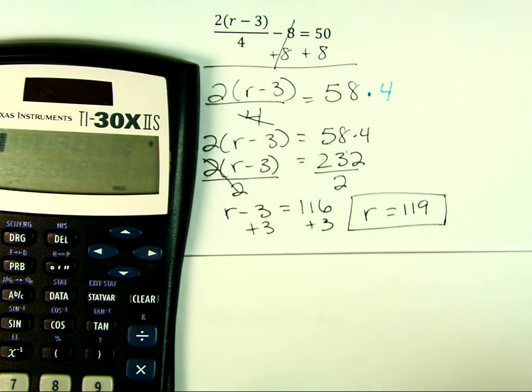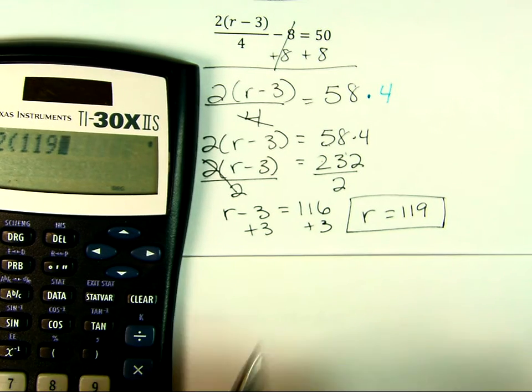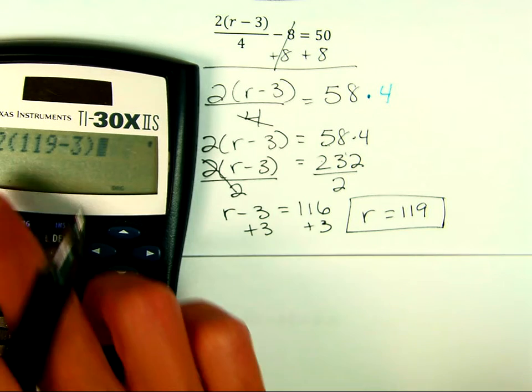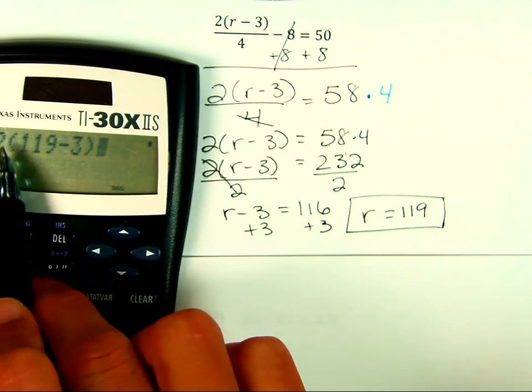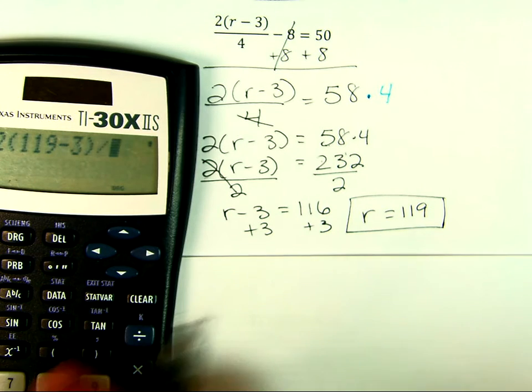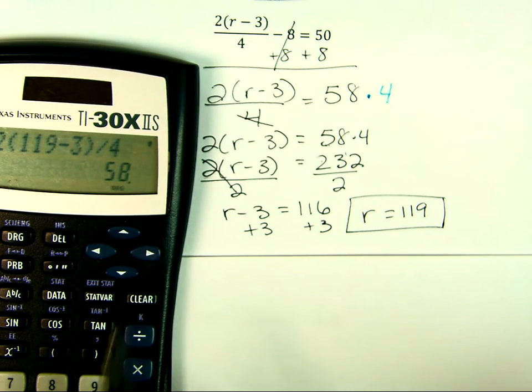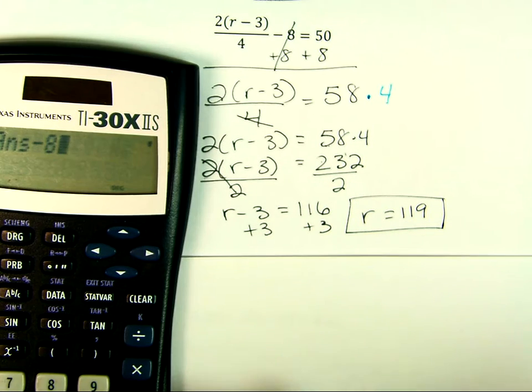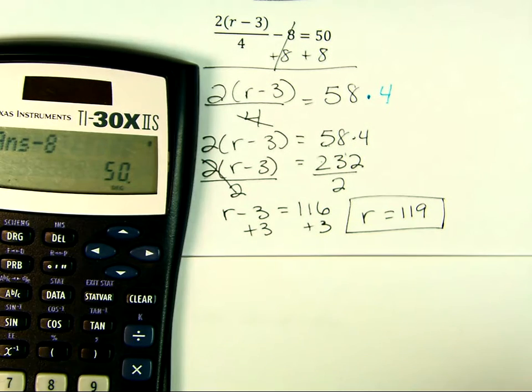But I want to check it to make sure I'm right, so I get my calculator back out. I'm going to say 2 parenthesis 119, because that's what I think r is, minus 3. And then I'm going to take that whole thing and divide it by 4. Since this is multiplication, I can do that. Sometimes you'd have to say equals and then divide by 4, so you want to be careful with that. And it says it's 58. Oh, I forgot to subtract the 8, didn't I? So if I subtracted the 8, it would definitely be 50. So I know I'm right.